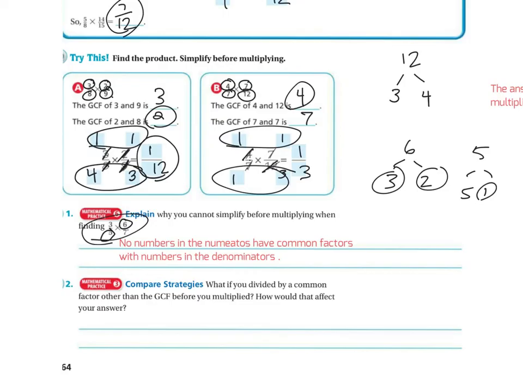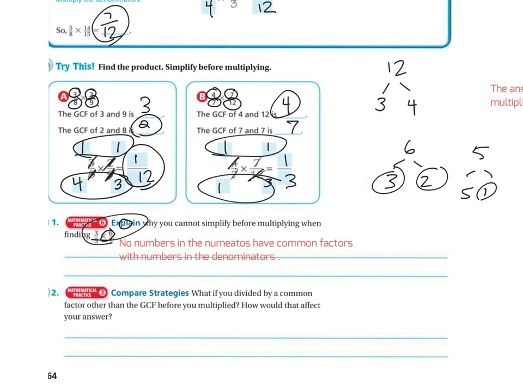Let's compare the strategies. What if you divide by a common factor other than the greatest common factor before you multiply? How will that affect your answer? Well, the answer would not be in the simplest form after multiplication. We would still have to simplify it. It's kind of the same thing where if I decided to simplify with a 2 and there was a bigger number that I could have simplified by, I would just have to keep simplifying.